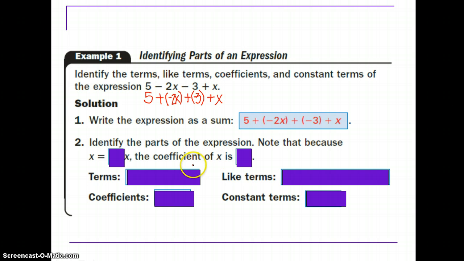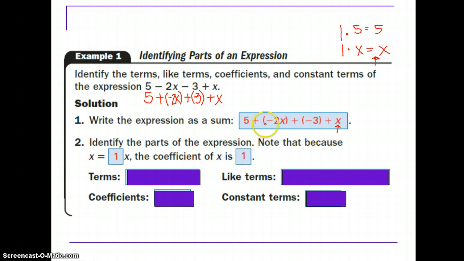Now let's identify the parts. Please note that this x right here has a number next to it. It has a coefficient of 1. x equals 1 times x. Remember, anything multiplied by 1 is going to get itself. So when you have 1 times x, you just get x. So it's like an invisible 1 is right next to this x. And that is called a coefficient.